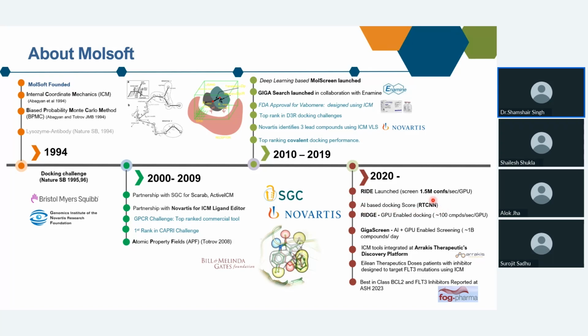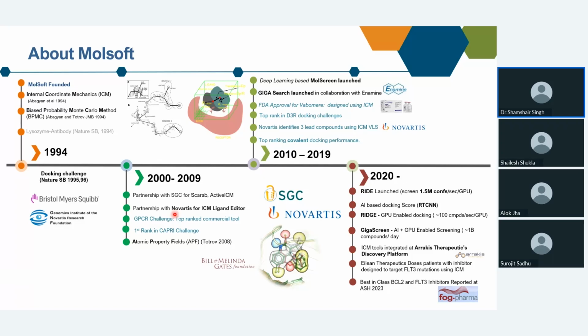We also have an AI-based scoring function called RTCNN docking score, the radial topological convolutional neural network score. And we have certain other AI-based tools like RIDGE, which is GPU-enabled docking that can screen up to 100 molecules per second per GPU, and GigaScreen, which is a combination of RIDGE and deep learning models, also GPU-enabled. ICM has also been integrated with multiple other companies like Arrakis Therapeutics, Alien Therapeutics, and many more. So this is the complete landscape of ours.